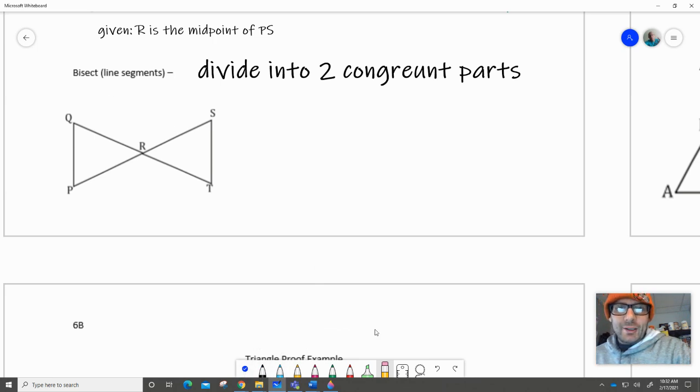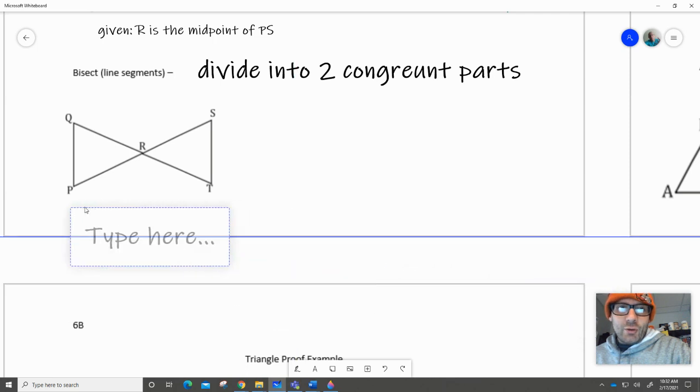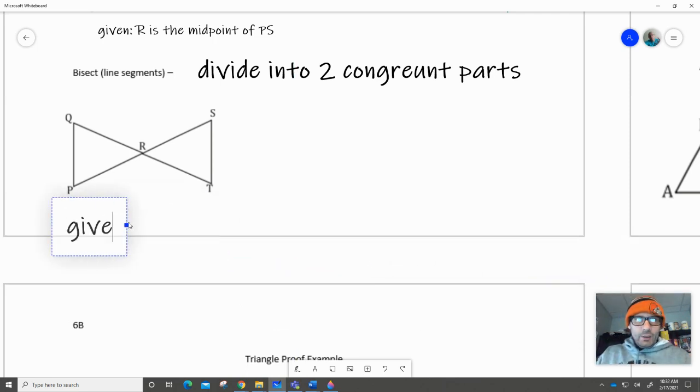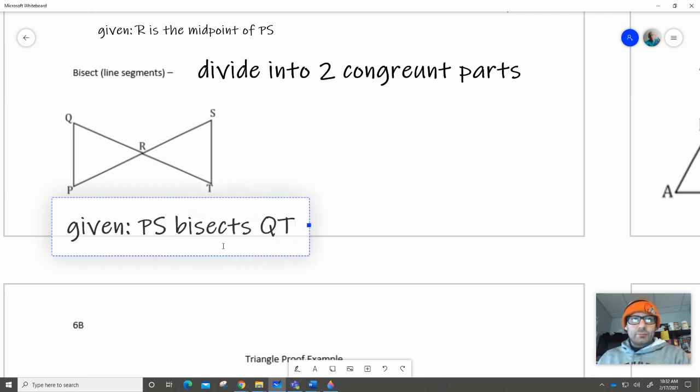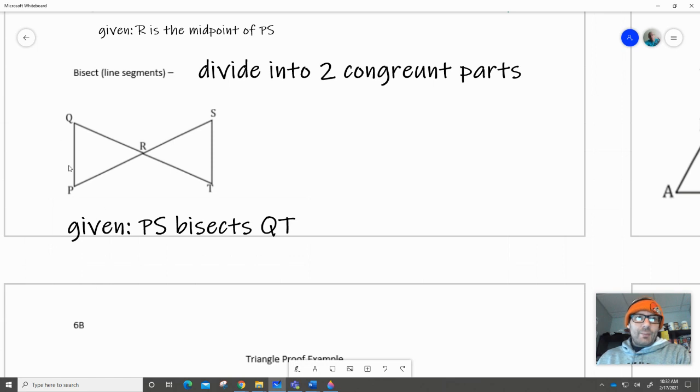So let's say we have a line segment that gets bisected here. Let's say in this triangle right here, they give us that PS bisects QT. This line segment right here, PS, bisects QT. With that happening here, QT is being bisected, so QT is getting cut in half.